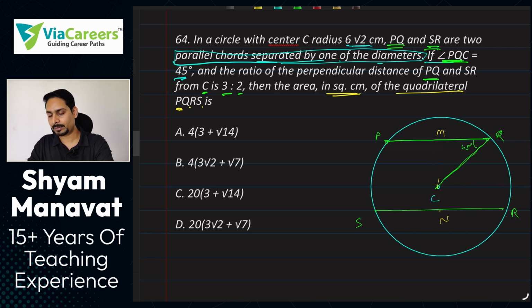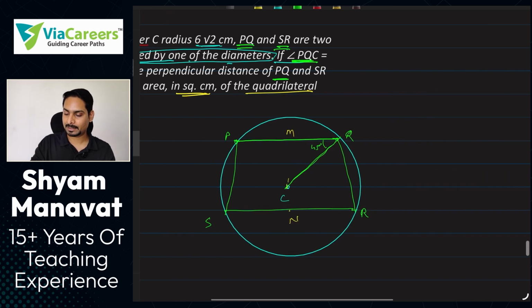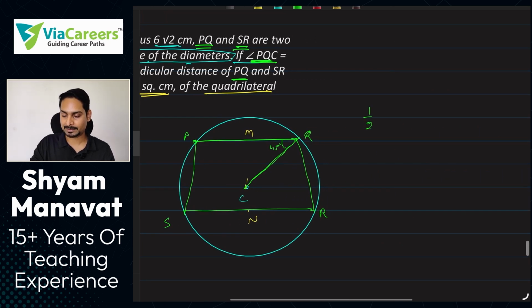Now, if we look at this PQRS, look carefully. This quadrilateral is nothing but a trapezium, right? Because for a trapezium you have opposite sides parallel. So PQ is parallel to SR. That means it is a trapezium. Correct? Now what is the area of a trapezium? We need to find out the area. So area is half, height into sum of length of parallel sides. That's the formula of area of trapezium, right? So we'll focus on this.